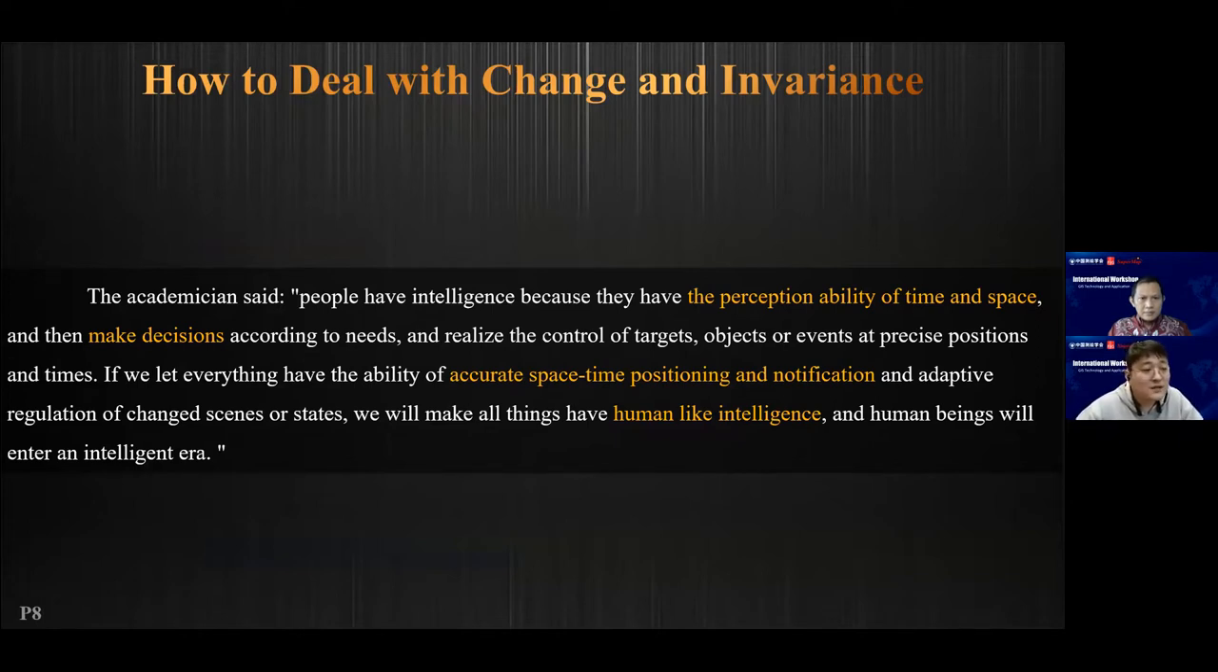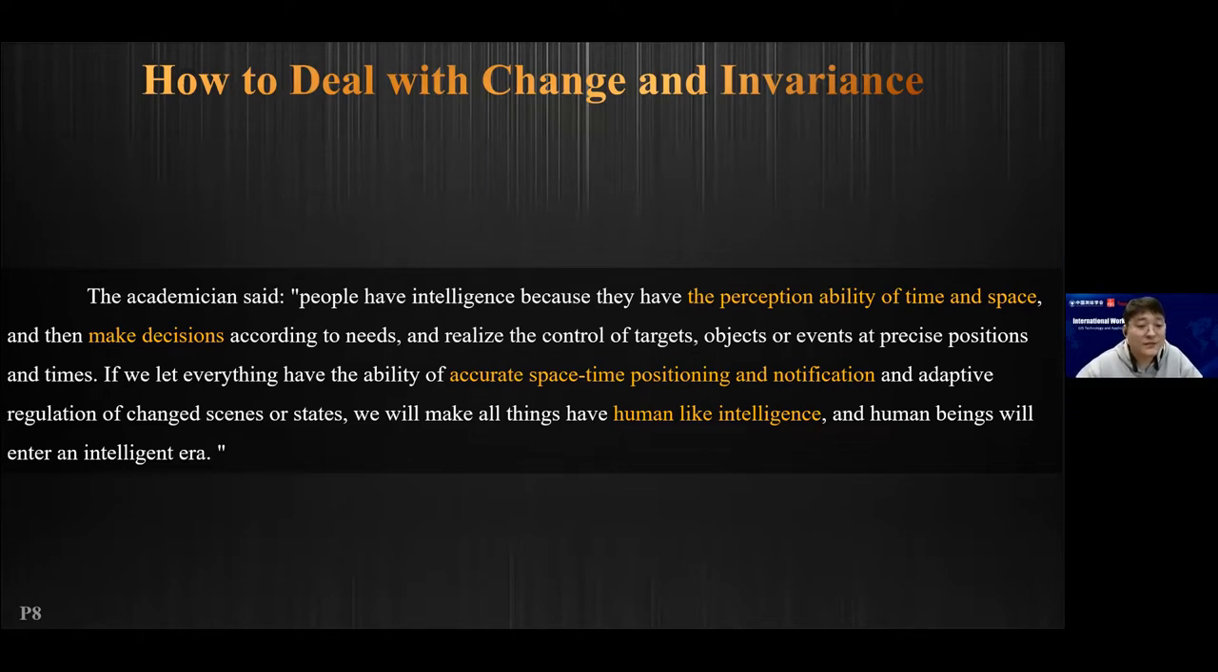There is one admission from the Chinese side: people have intelligence because they have the perception ability of time and space. And they can make decisions based on the real situation. So if we can let everything have the ability of accurate space, time, positioning, and notification over human being, then we can make all things have human-like intelligence. And the human being will enter an intelligence era.